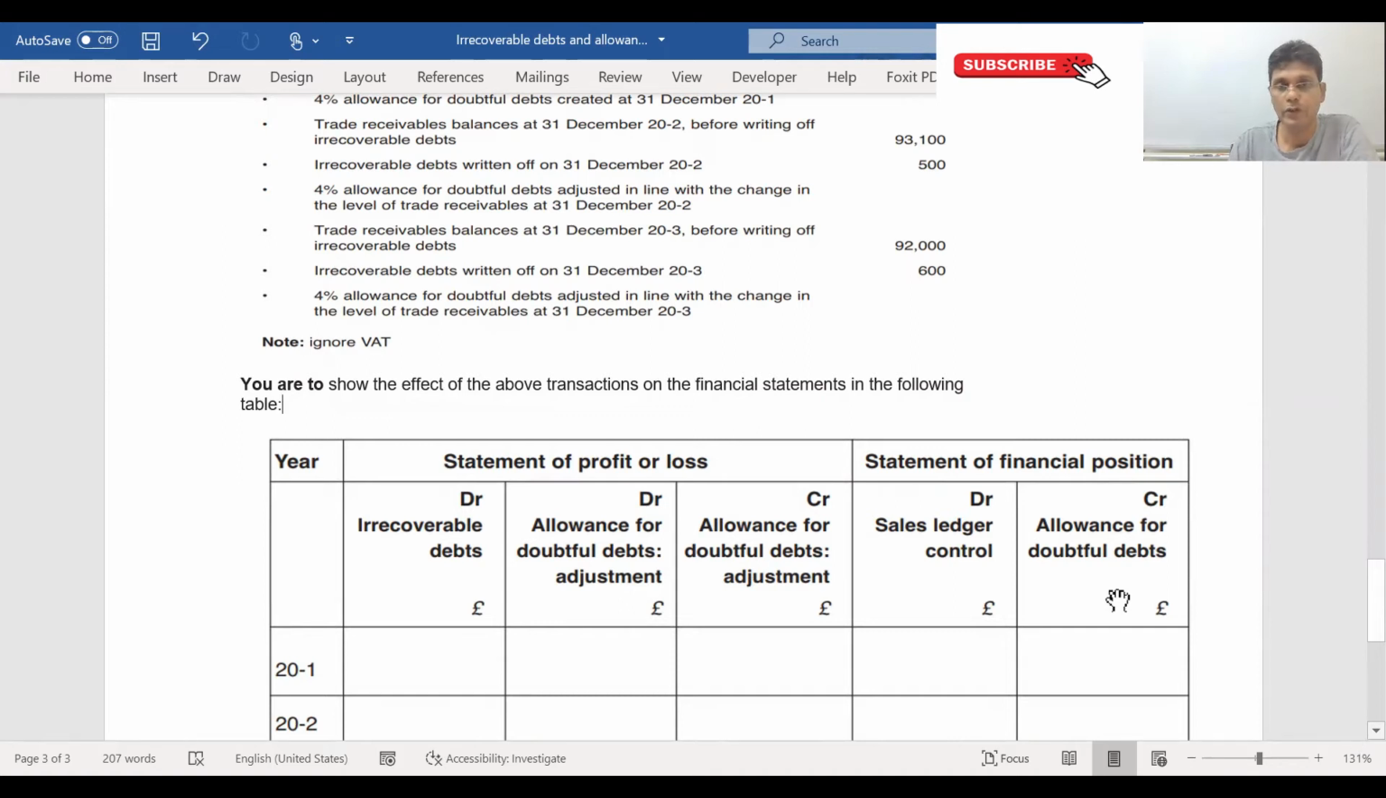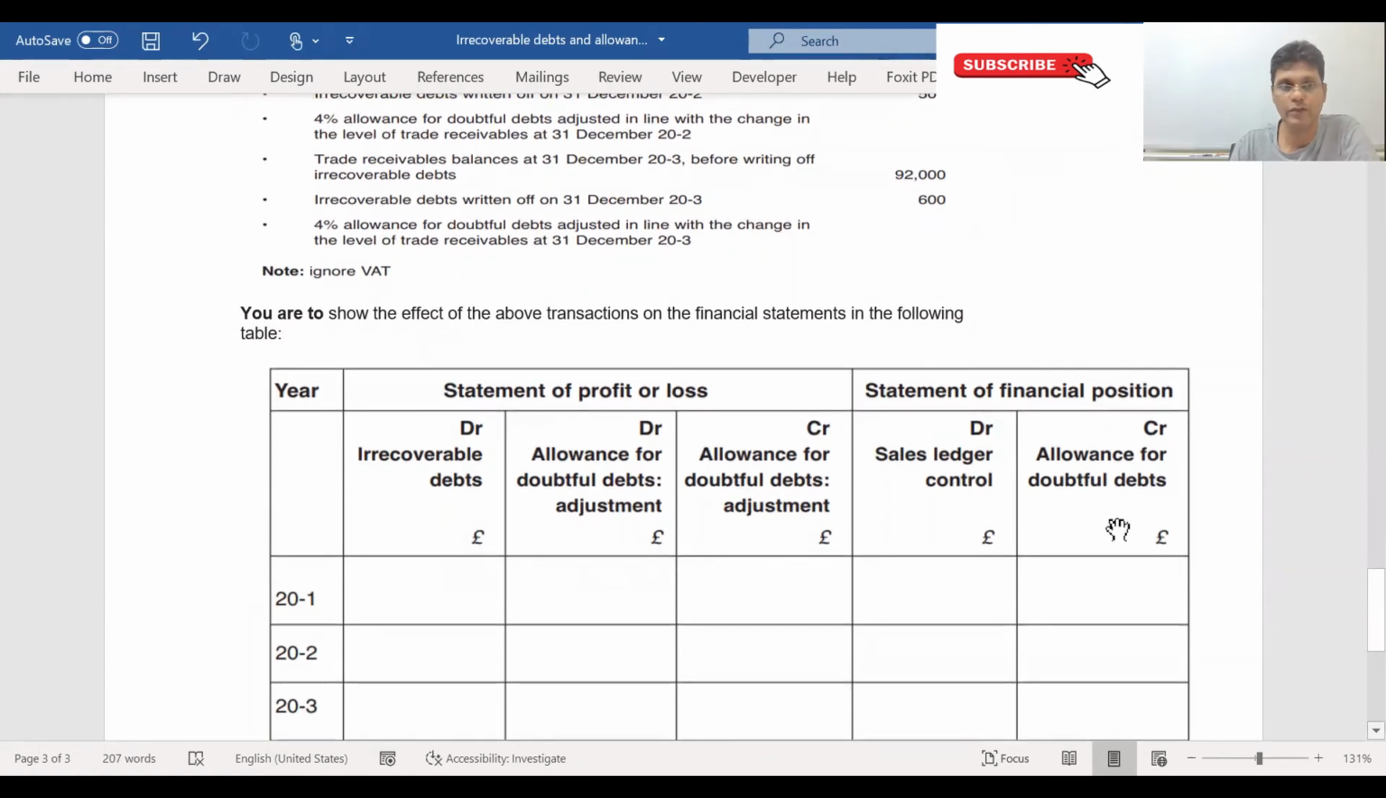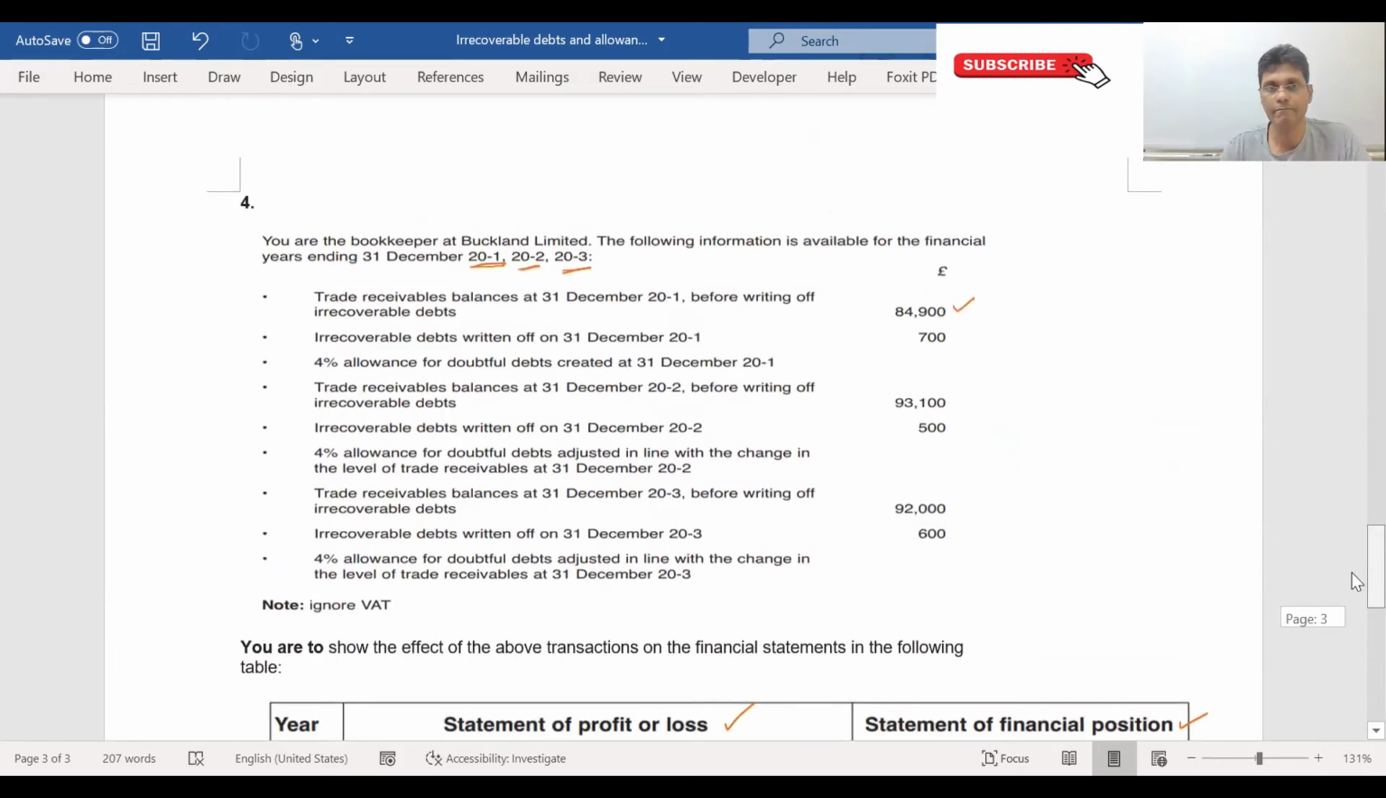Okay. Now you need to show the balances at the end of the financial year. You are given 3 financial years, 2001 to 2003. So you need to show the figures in the statement of profit and loss account and the statement of financial position. Okay. Now let's look at the 2001 information.